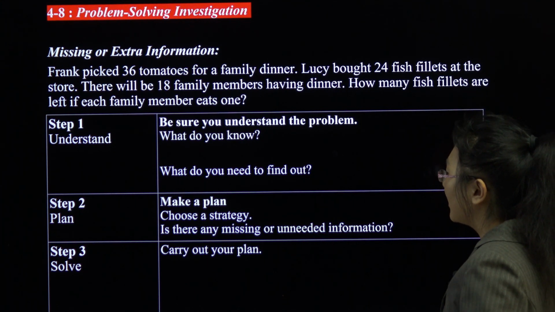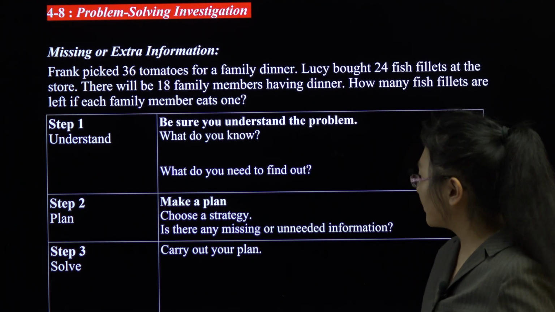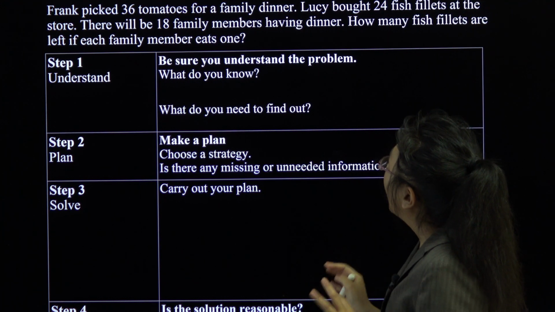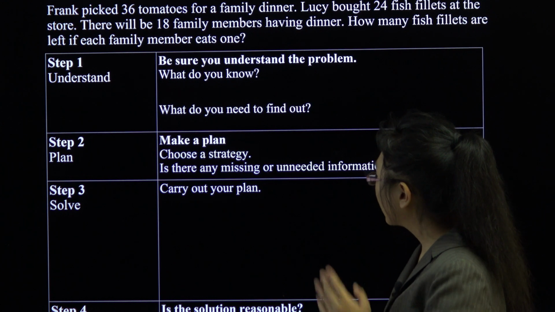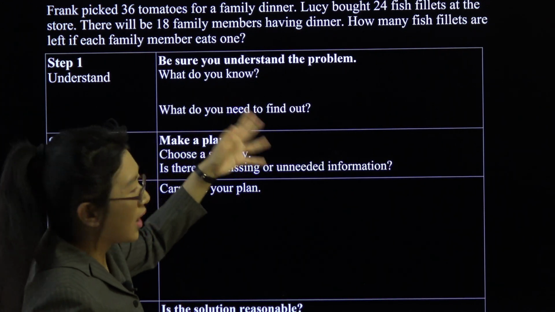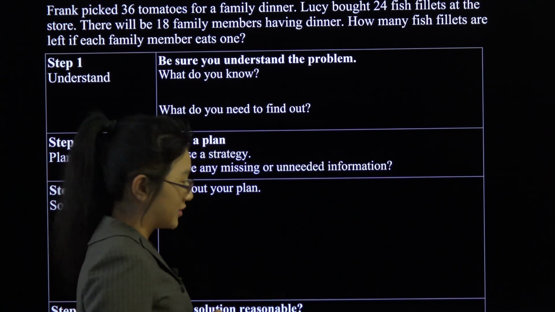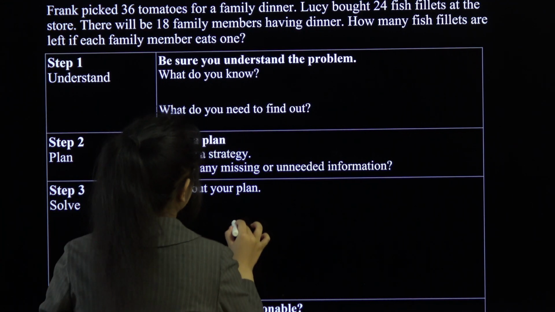And is there any missing or unneeded information? There isn't actually any information missing. But we don't actually need to know the amount of tomatoes Frank picked. But hey, since each family member eats one fish fillet, then you don't have to do any multiplication. Because, well, you're going to learn this in the next section.